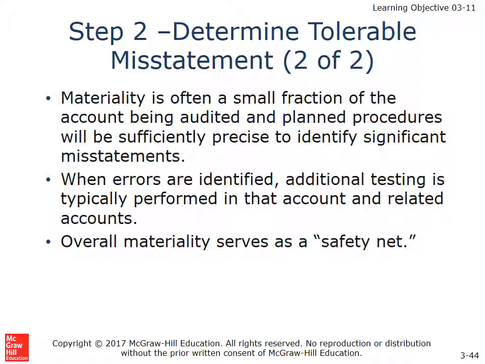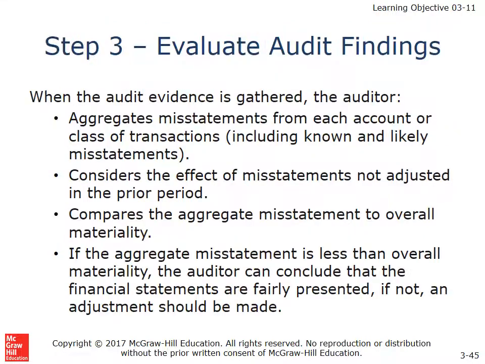Okay, materiality is often a small fraction of the account being audited, and planned procedures will be sufficiently precise to identify significant misstatements. That's what I was just talking about. When errors are identified, additional testing is typically performed in that account and related accounts to feel more comfortable about it. So overall materiality serves as our safety net. We can't let that misstatement be above that. If we do, we could have a problem. We didn't conduct our audit correctly.